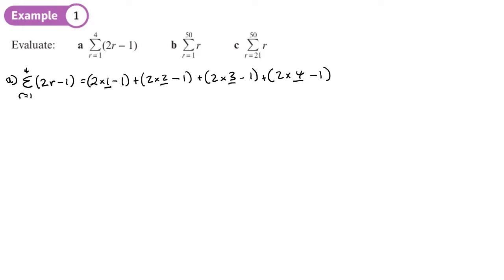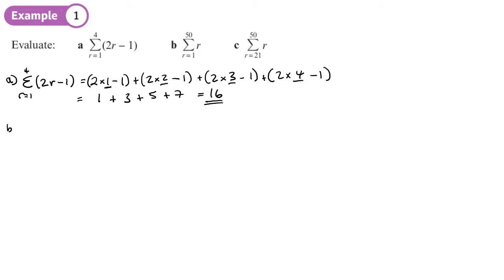So all we need to do is to work this out. The first number is going to be 2 minus 1, which is just 1. The second bracket is going to be 4 minus 1. The third bracket is going to be 6 minus 1. And the last bracket is going to be 8 minus 1. So that is just 1 plus 3 plus 5 plus 7. So that's 16.